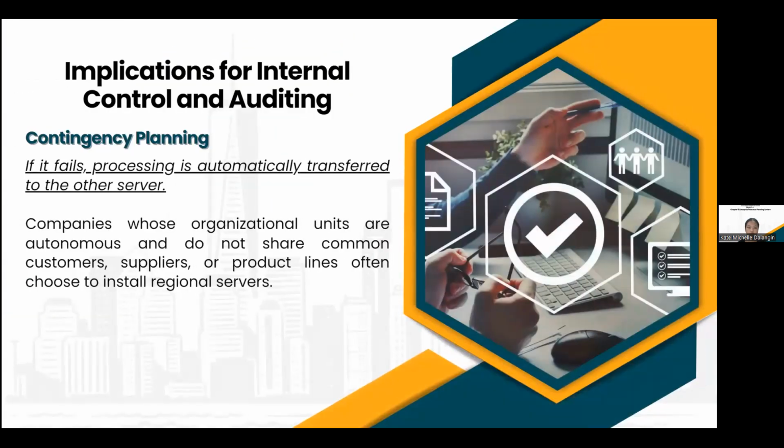So we have to take note that if it fails, processing is automatically transferred to the other server. Organizations that want more security and resilience may arrange servers in a cluster of three or more that dynamically share the workload. Processing can be redistributed if one or more of the servers in the cluster fail. Companies whose organizational units are autonomous and do not share common customers, suppliers, or product lines often choose to install regional servers. This approach permits independent processing and spreads the risk associated with server failure. So next slide, please.